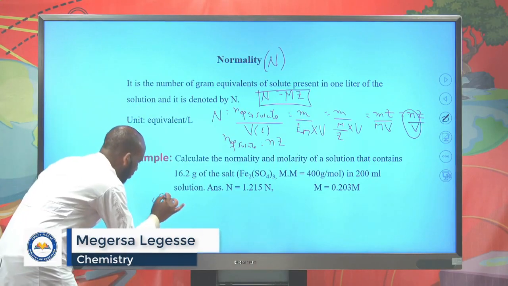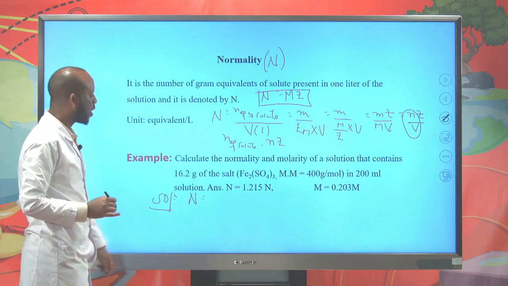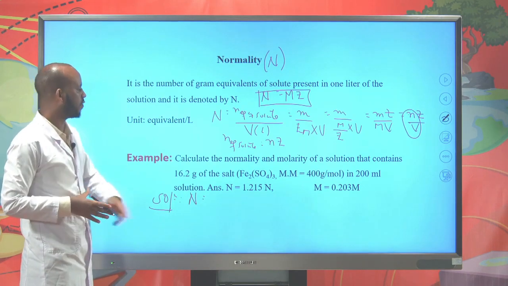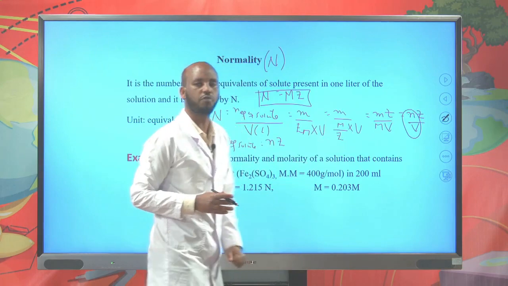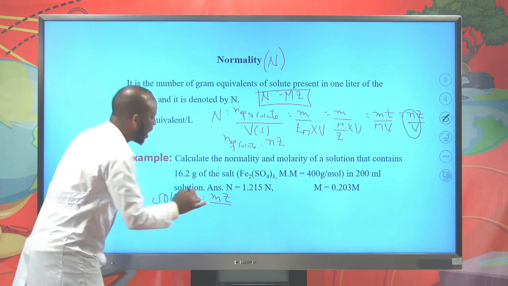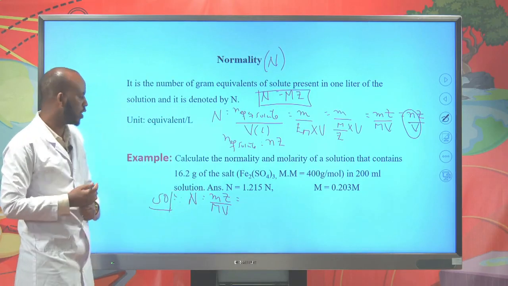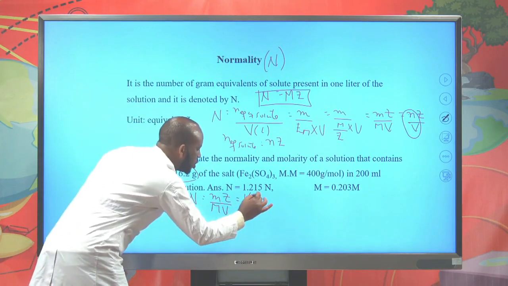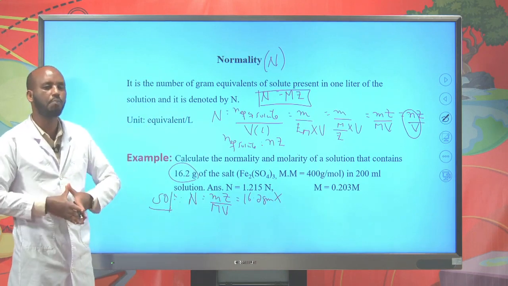Normality equals number of equivalents divided by volume of the solution. Therefore, normality equals mass of the solute times Z divided by molar mass times volume of the solution. Small m is the mass of the solute, which is 16.2 gram, times Z, which for a salt is the total positive valence.